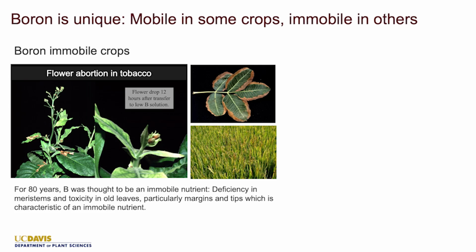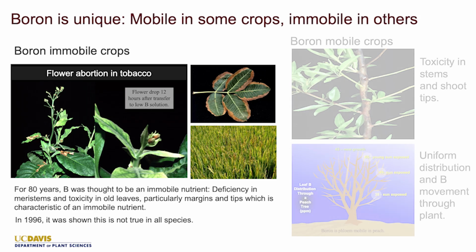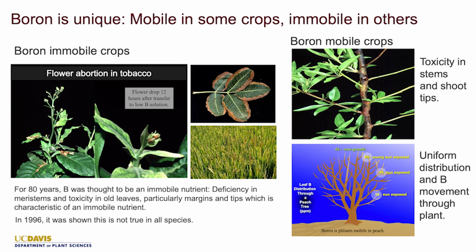And many crops fit this pattern, but there are crops that don't, particularly tree crops, vegetable crops. Boron is mobile in many of those. Toxicity doesn't occur in old tissues, and you have a uniform distribution of boron throughout the plant.